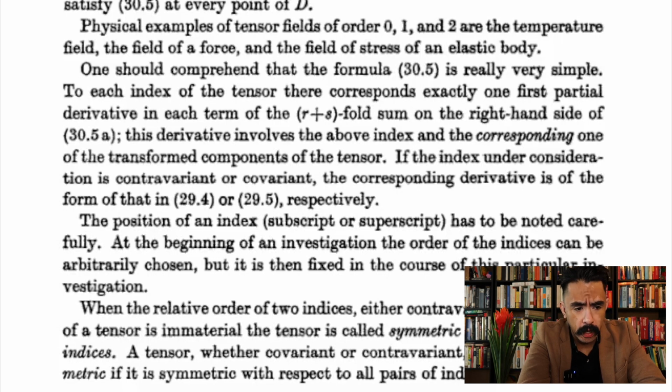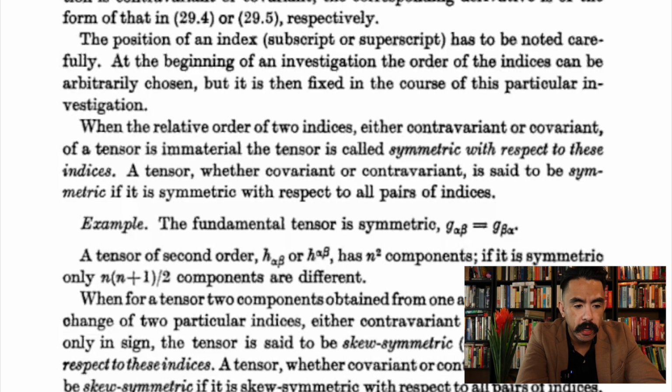One should comprehend that the formula of the previously given transformation law is really very simple. To each index of the tensor, there corresponds exactly one first partial derivative in each term of the r plus s fold sum on the right-hand side of the given transformation. This derivative involves the above index and the corresponding one of the transformed components of the tensor. If the index under consideration is contravariant or covariant, the corresponding derivative is of the form of that in the previously given sections, respectively. The position of an index, subscript or superscript, has to be noted carefully. At the beginning of an investigation, the order of the indices can be arbitrarily chosen, but it is then fixed in the course of this particular investigation.